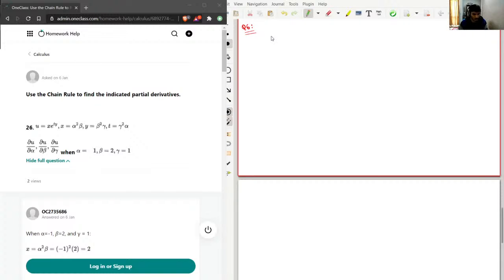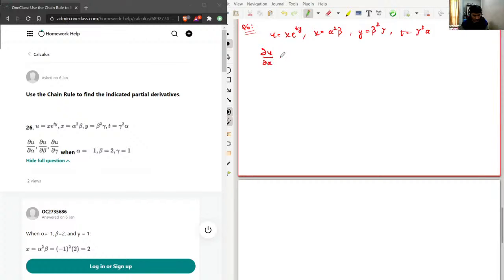Use the chain rule to find the indicated partial derivatives. So we have a few functions here. u equal to x e power ty, x equal to alpha square beta, then y equal to beta square gamma, then t equal to gamma square alpha.